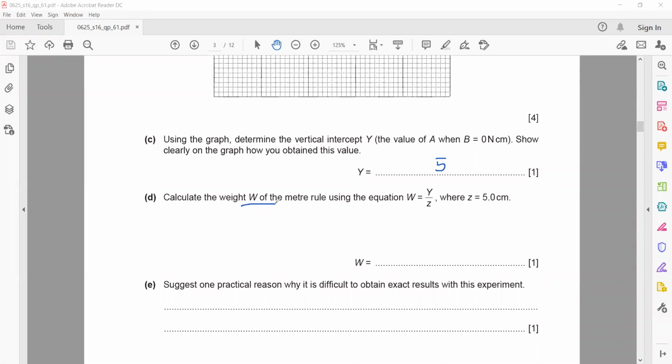Then calculate the weight of the meter rule using an equation. Weight is equal to y divided by z. So you don't have to learn any formulas. All the formulas in the exam for paper 6 will be given. You just have to see y is equal to mx plus c. C is called the y-intercept. This C is the point where your graph line touches the y-axis. That's called C.